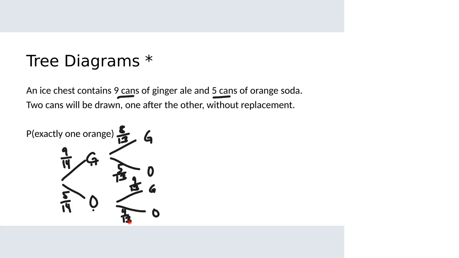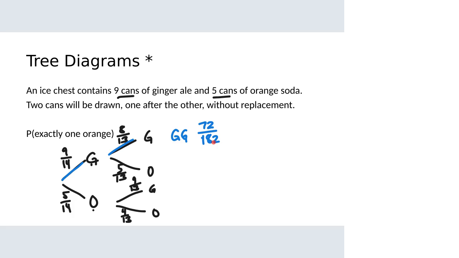Now we're going to create our sample space here. We're going to do that by walking along these paths. Ginger ale. And 9 times 8 is 72. 14 times 13 is 182. And so the probability of getting ginger ale followed by ginger ale is 72 out of 182.